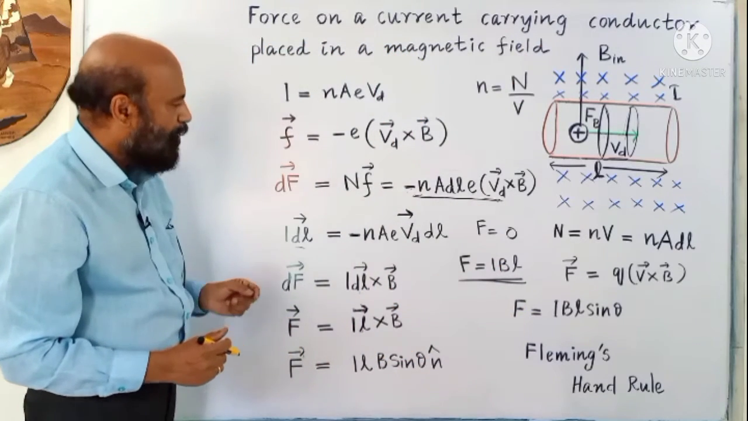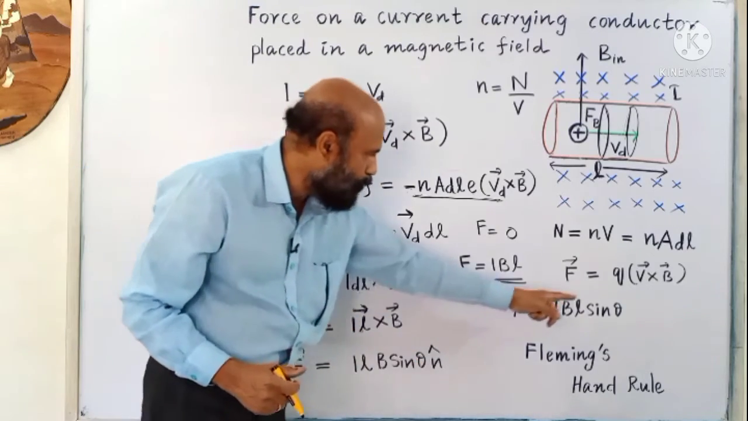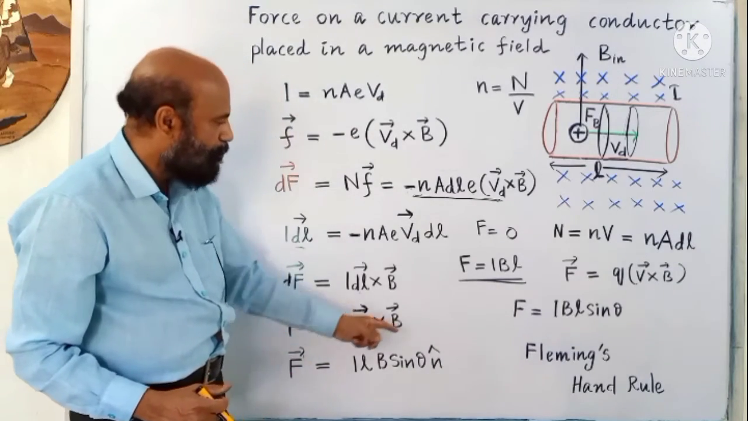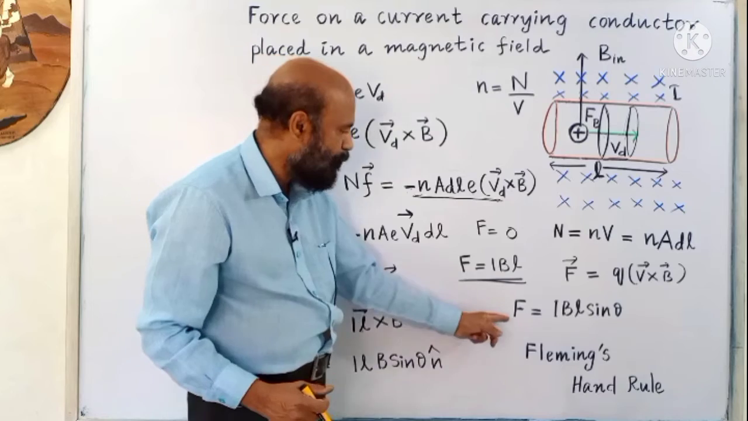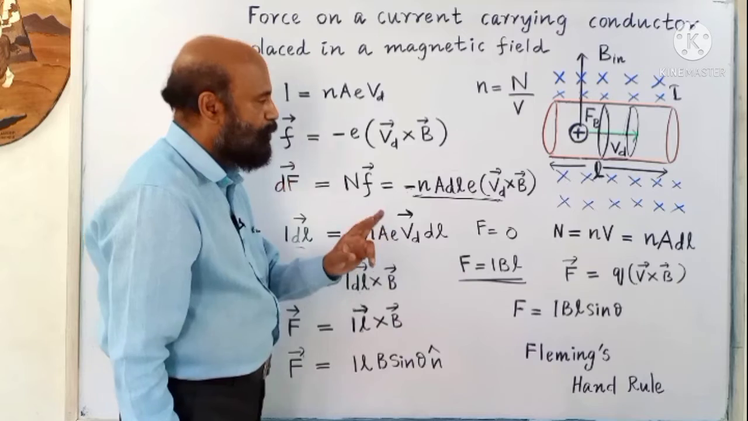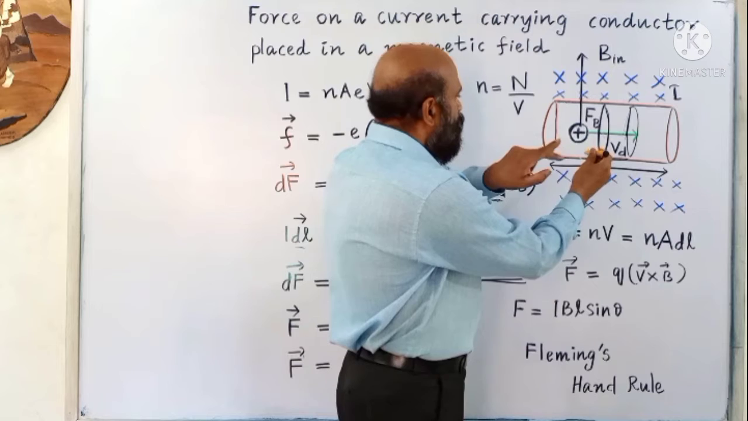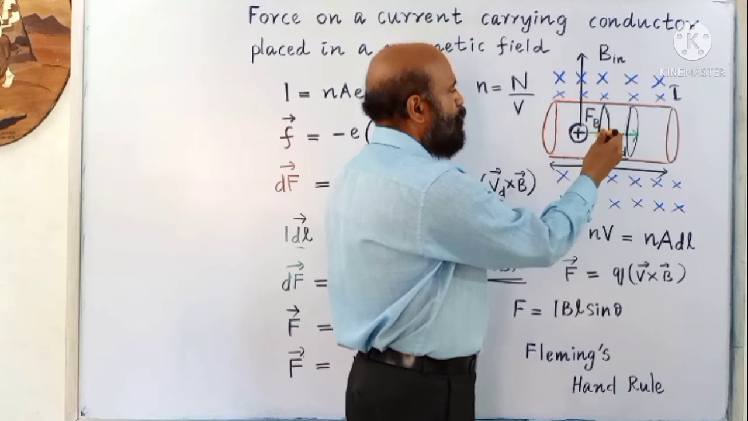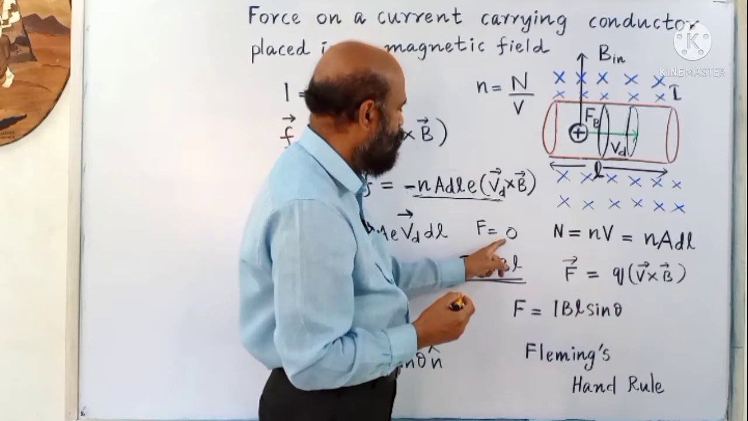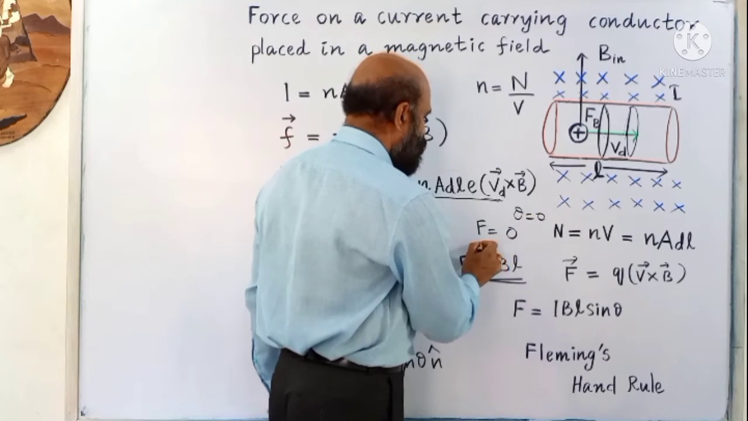Then when we consider the magnitude, the vector sign is not needed. When we consider the magnitude of the force, we can write F is equal to I B L sine theta. Now let us consider two special cases. Suppose the conductor is kept like this. The field is acting into the board, and the conductor is also in the same direction. So theta will be 0, sine 0 is 0, so force will be 0. When theta is 0, force will be 0.